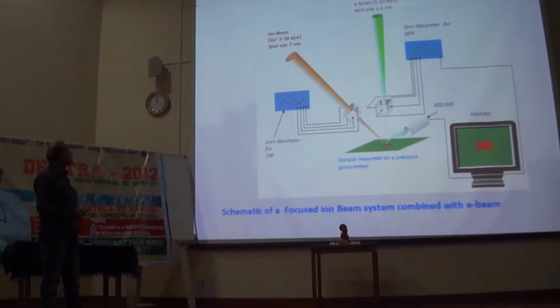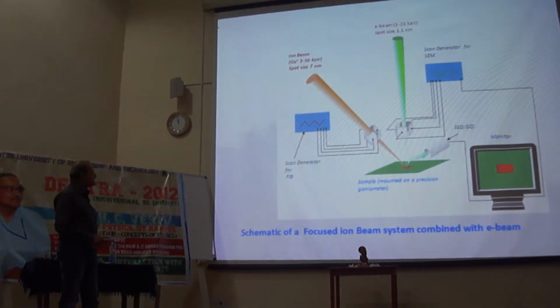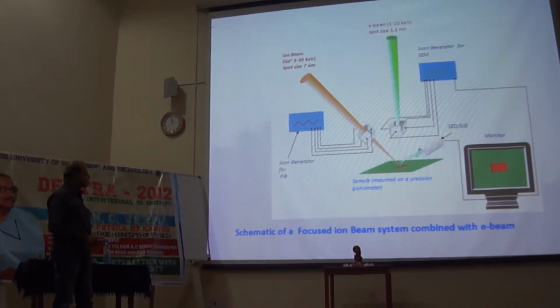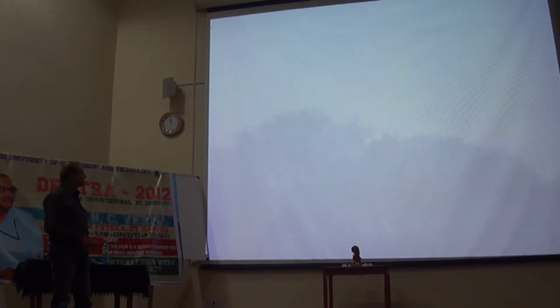This is your ion beam coming here. This is the electron beam coming here. This is the imaging camera, secondary electron detector, and so on.